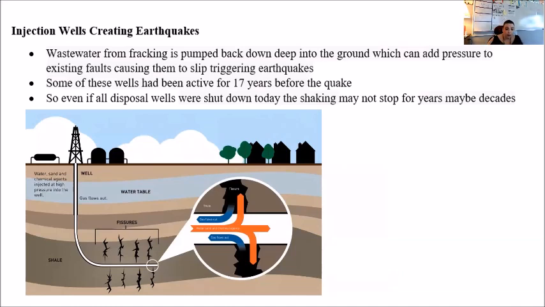So where some of these wells have been active for 17 years before any quaking started, they've got 17 years of water here in Oklahoma to get rid of before the shaking stops. So they're saying it could be years or decades. So now we start thinking about our situation.